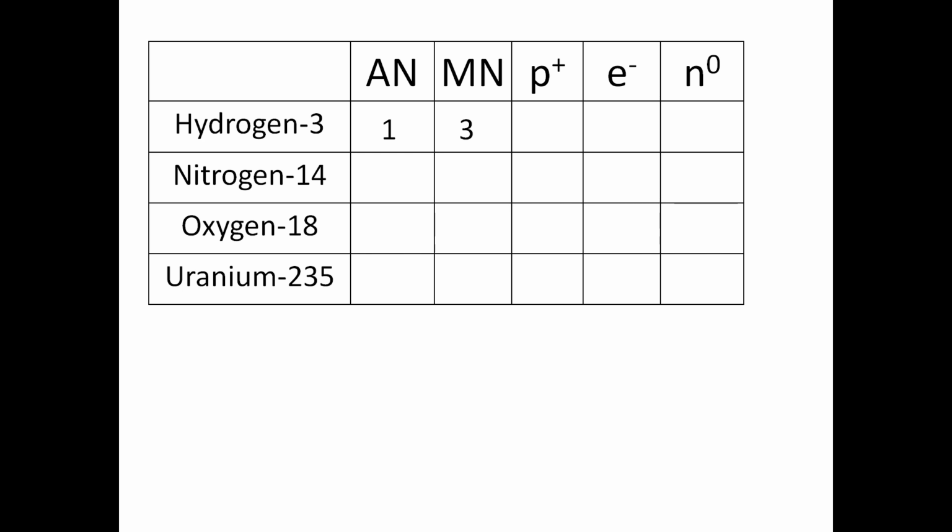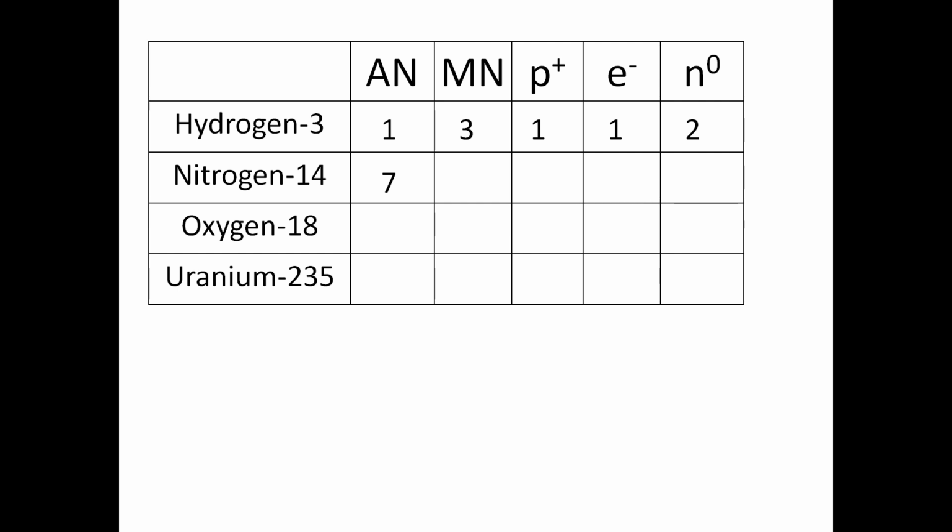Remember that the atomic number tells you the number of protons, so it's 1. The number of protons and number of electrons are always the same. That's because atoms are neutral. So since they're neutral, the number of protons and the number of electrons will have to be equal. Positive charge will equal the negative charge. All right, and then to get the number of neutrons, you're going to take the mass number, which is the protons and neutrons, and subtract from it the atomic number, which is the protons. So mass number minus atomic number, 3 minus 1, is 2. Our next example, nitrogen, the atomic number is going to be 7.